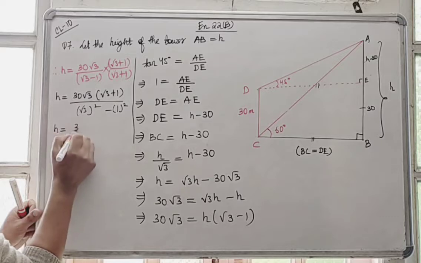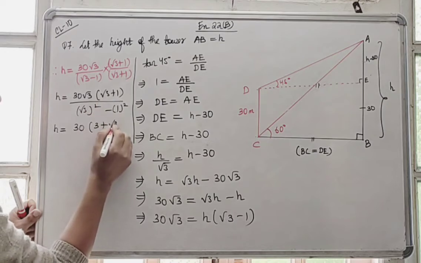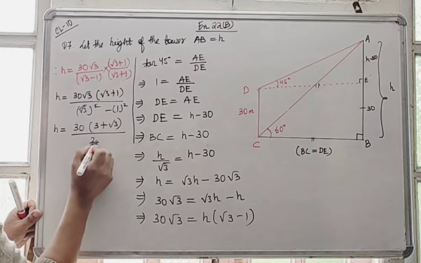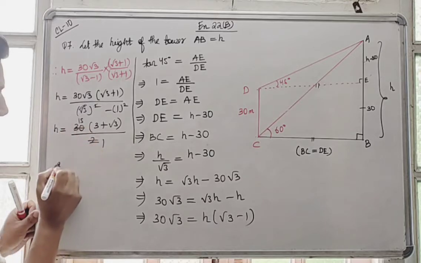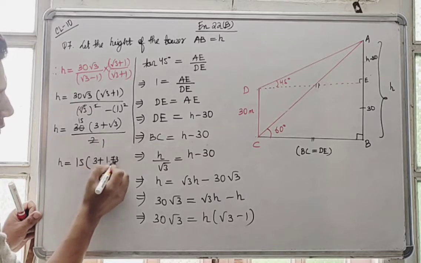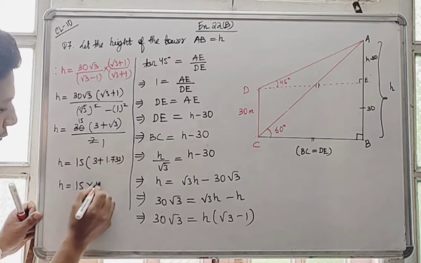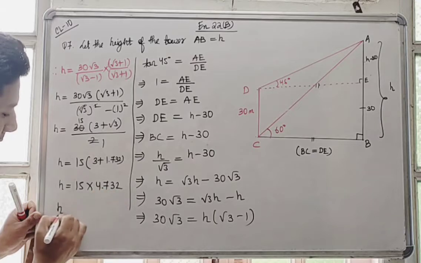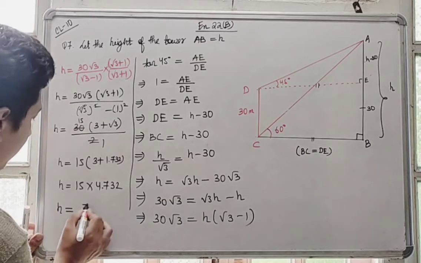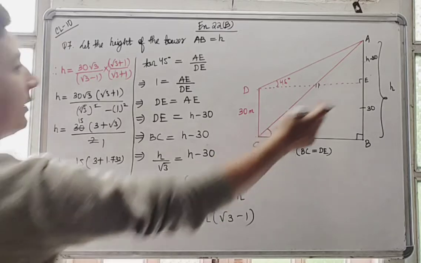So therefore h is equal to 30 into, multiply, root 3 into root 3 is 3, plus root 3 into 1 is root 3, divided by, the square root is gone. So hence this is 3 minus 1, that is 2. So 2 1s are 2, 15s are. So hence h is equal to 15 into 3 plus 1.732, which is the value for root 3. So therefore h is equal to 15 into 4.732, and when you multiply these two, you will be getting 70.8 meter, which is the height of the tower.